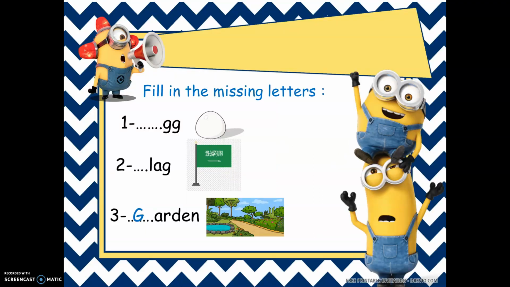Fill in the missing letters, girls. Number one, what can you see in the picture? I can see an egg. So the missing letter here is E, E-double-G. Then, what can you see in the second picture?